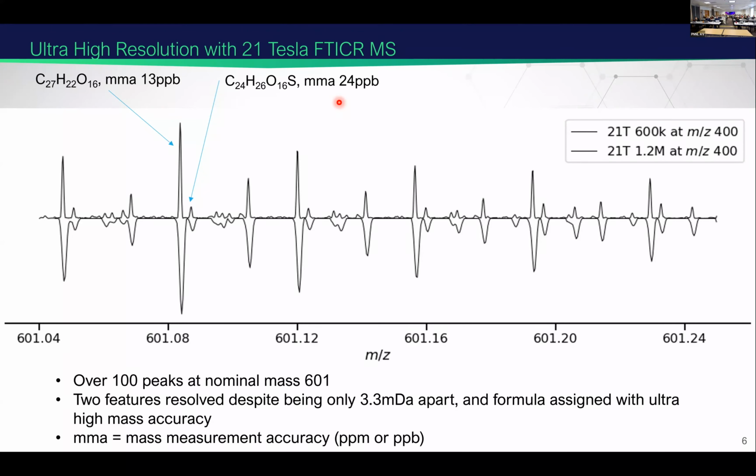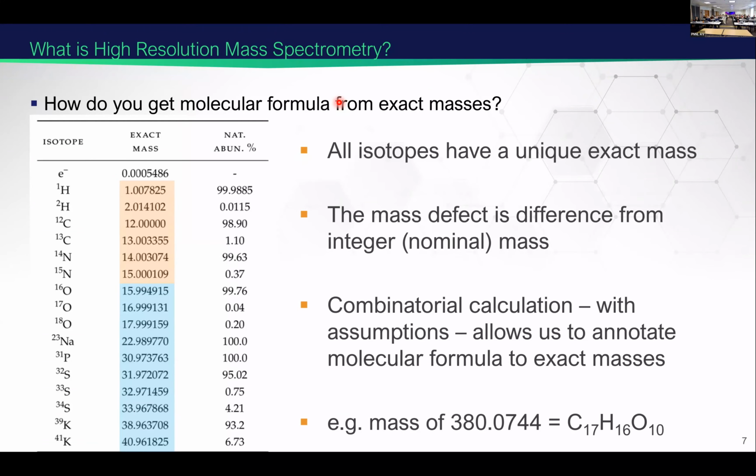But we're not really interested in the real world, in the application side, in just the mass number. We want to know what that possible molecular formula is. And so how do you get a formula from an exact mass? The first thing to know is that every isotope has a distinct exact mass.